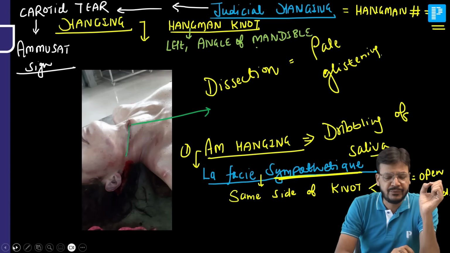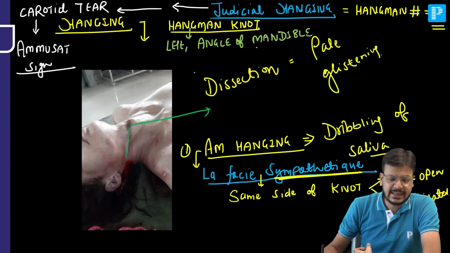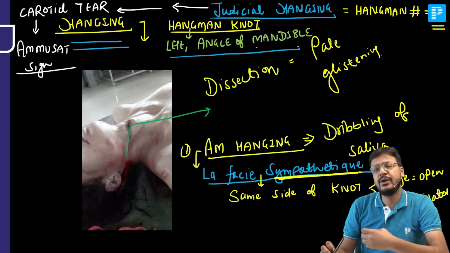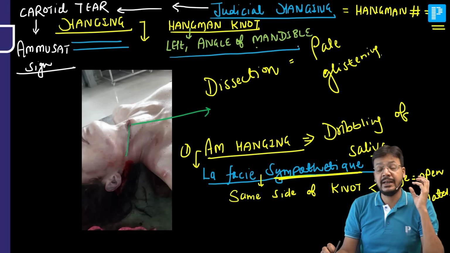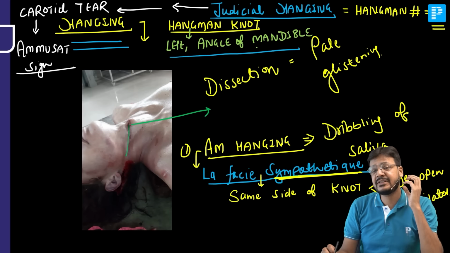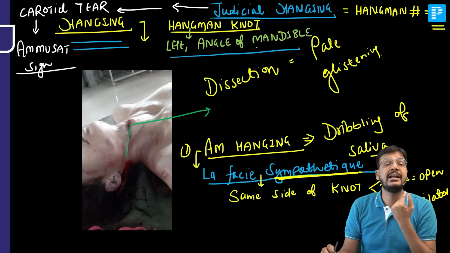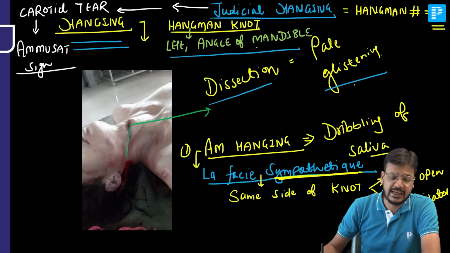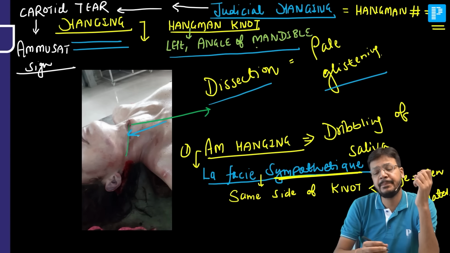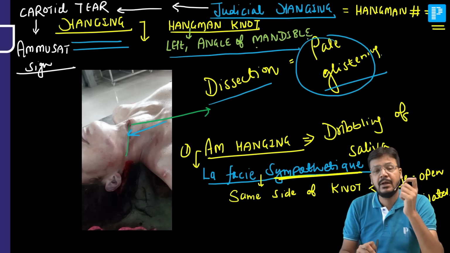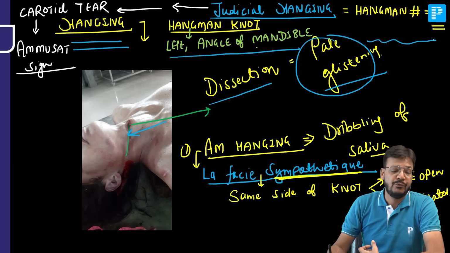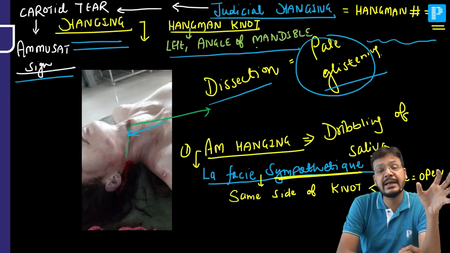Now, sir, I am coming to a very, very important word. That is a case of hanging. My dear friend, hangman knot. Where do we put the hangman knot? In India, it is on the left side at the angle of the mandible. What is the ideal or best side? Below the chin. My dear friend, after dissection of the ligature mark in hanging, there will be a pale and glistening area. We have a hangman fracture of C2 vertebra. We have a carotid tear, which is known as Amussat sign.